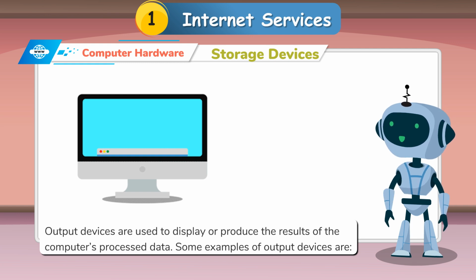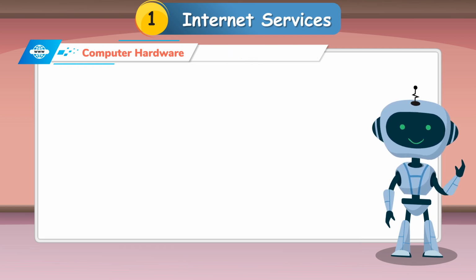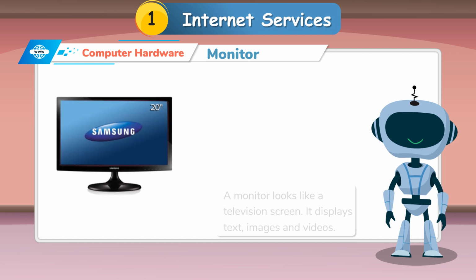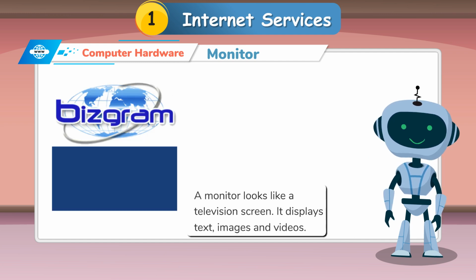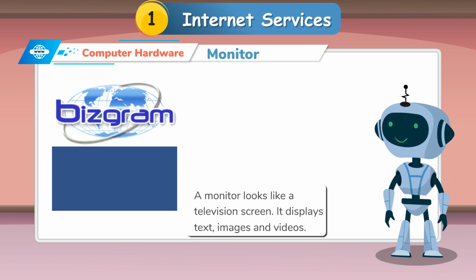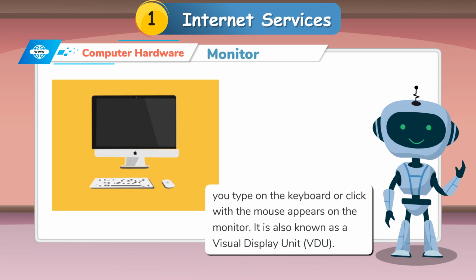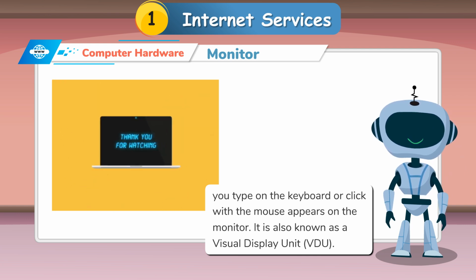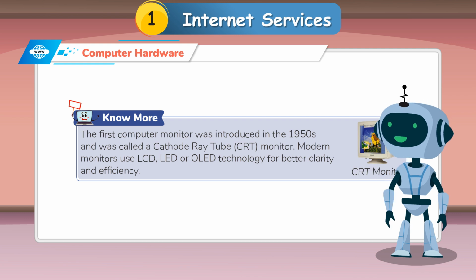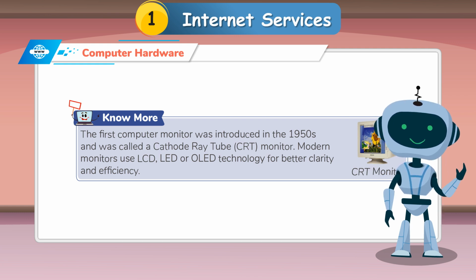Some examples of output devices are monitor. A monitor looks like a television screen. It displays text, images, and videos. Everything you type on the keyboard or click with the mouse appears on the monitor. It is also known as a visual display unit, VDU. Did you know? The first computer monitor was introduced in the 1950s and was called a cathode ray tube, CRT monitor.